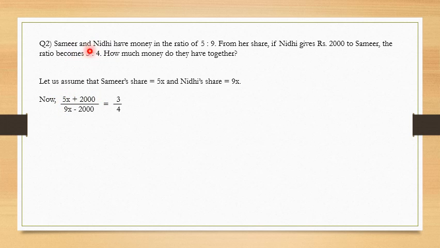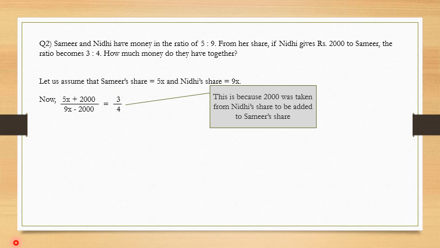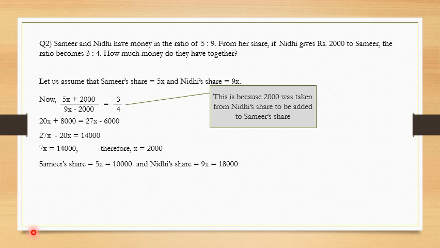अब ये हमको दिया हुआ है कि ऐड करने के बाद देयर रेशियो बिकम्स 3 is to 4. So when we solve this equation, we find out that the value of x comes out to be 2000. That means Samir initially had 10,000 because 5 into 2000 is 10,000 and 9 into 2000 is 18,000. That means initially they had 28,000.